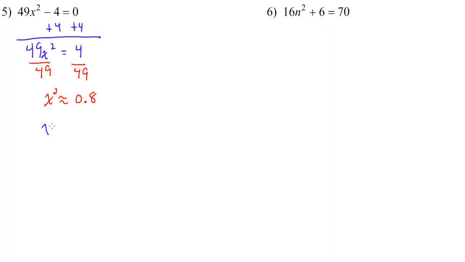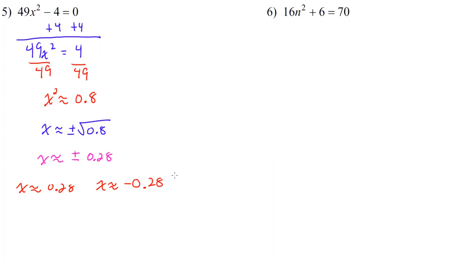So then x is approximately positive or negative radical 0.08, and the square root of 0.08 is, again, not a perfect square, so x is approximately positive or negative 0.28. That's if we round it to the nearest hundredth. So our two answers are x is approximately 0.28 and x is approximately negative 0.28.